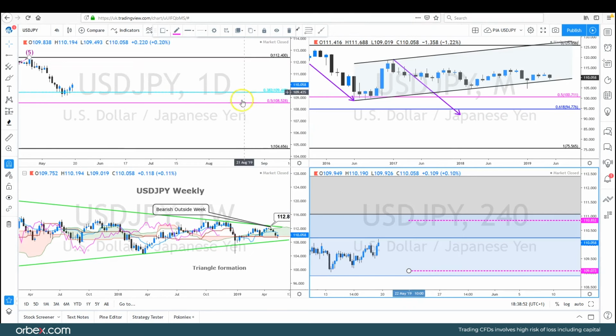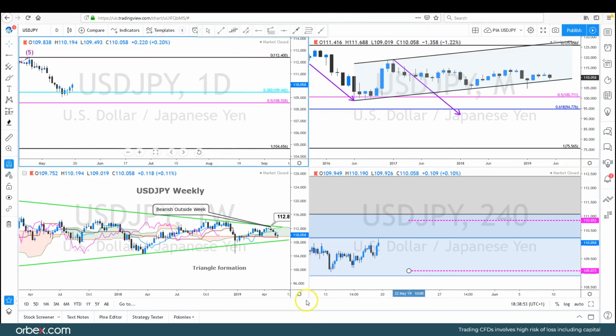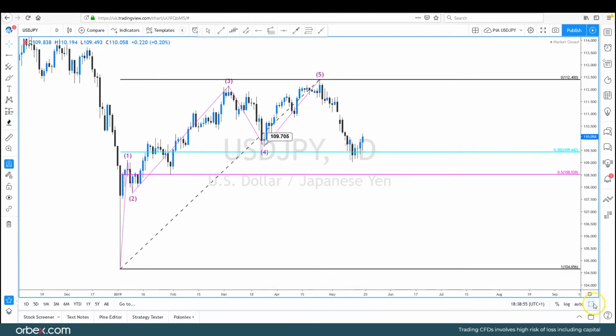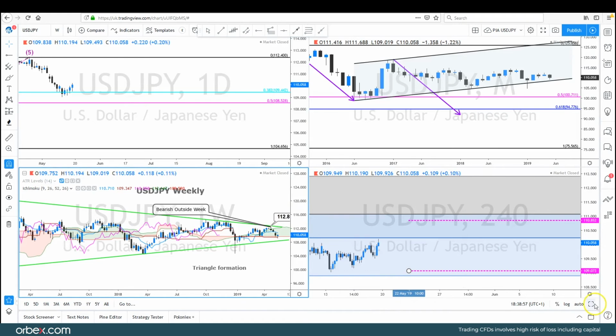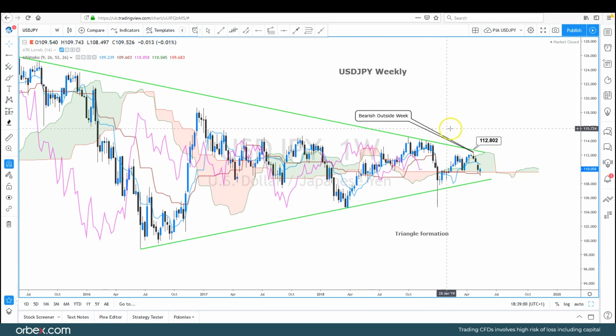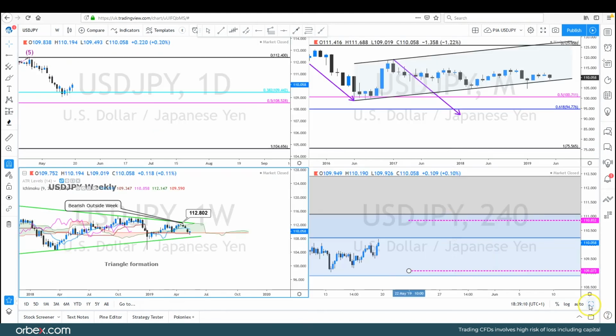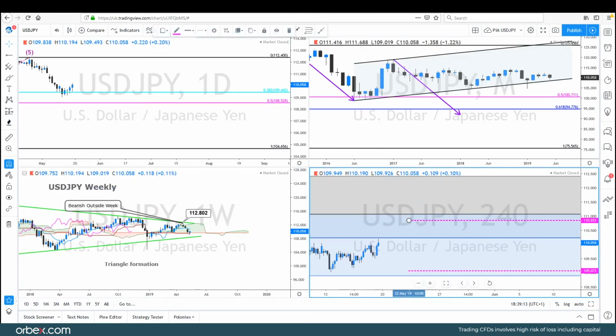Dollar yen, bearish outside week. Sorry, I want to show the weekly chart. So we've got a bearish outside week posted. It was near the top of this trend line resistance. Moved through the cloud, but underneath the base of the Ishimoku cloud, we're seeing some buying interest.